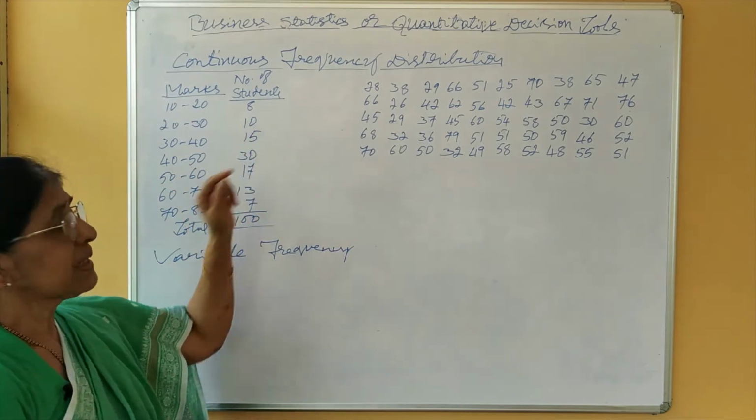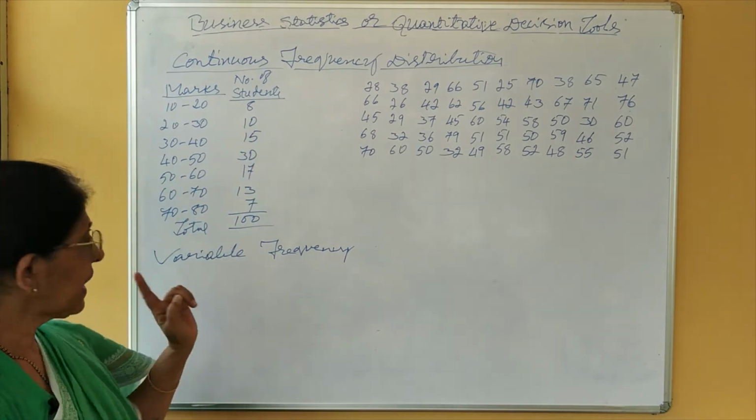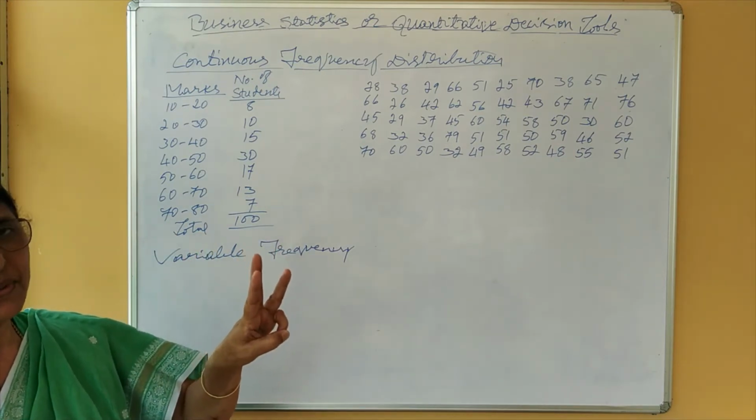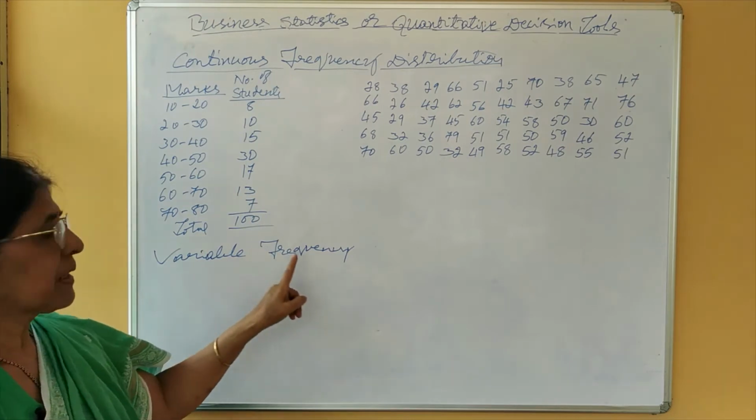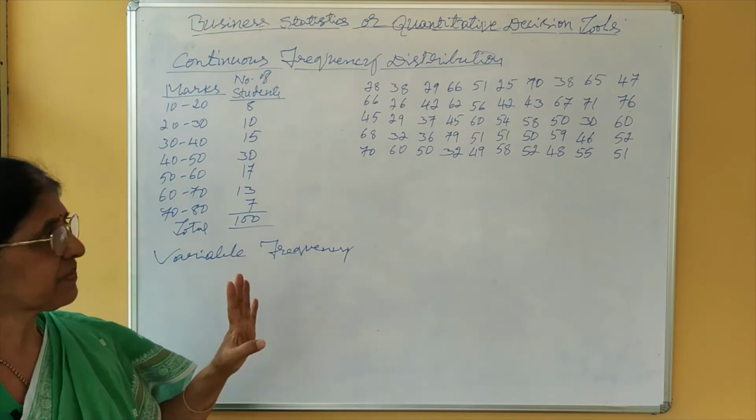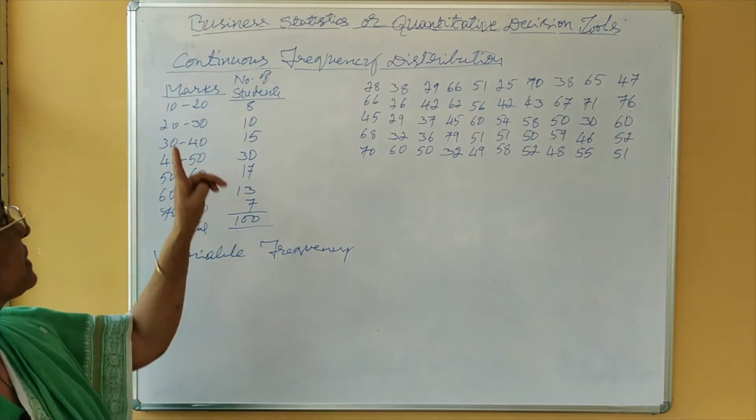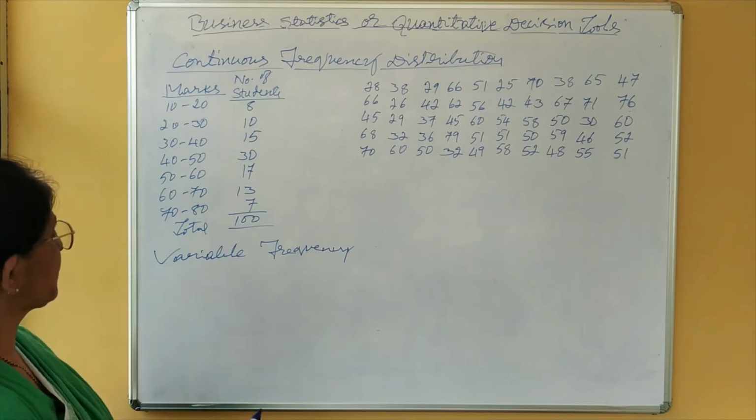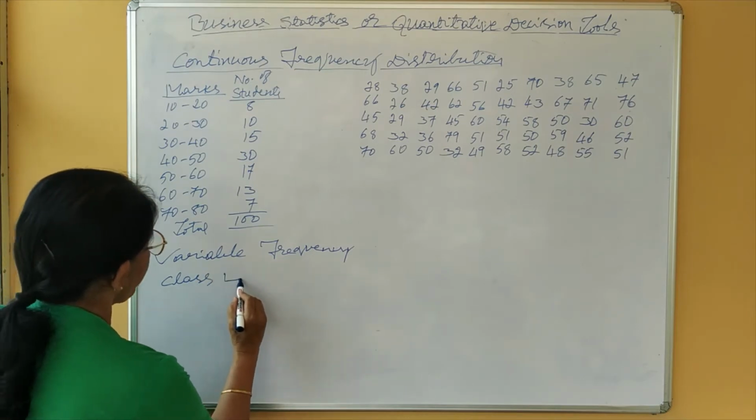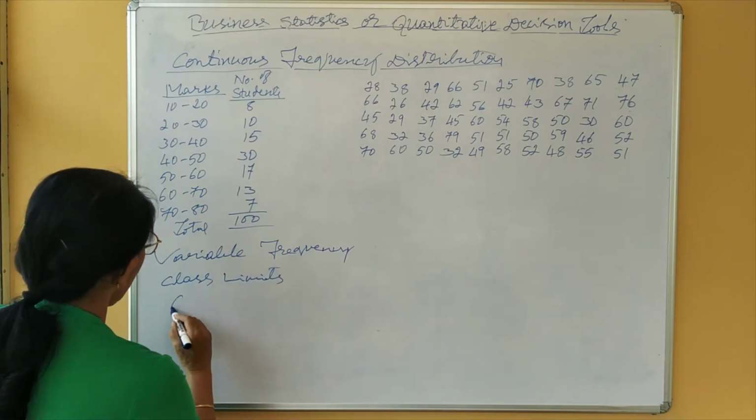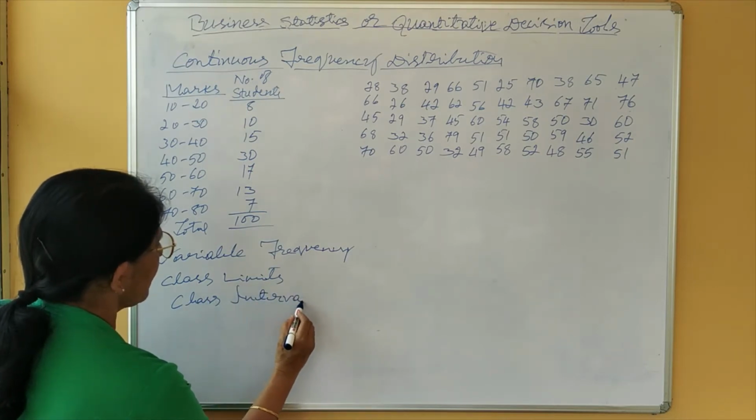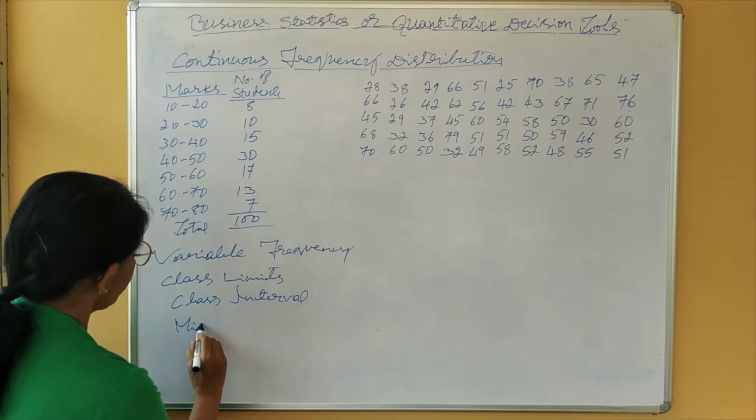Under continuous frequency distribution, in addition to variable and frequency, we come across 3 more terms. You have already learnt variable and frequency. In addition to these 2 terms, we come across 3 more terms under continuous frequency distribution. They are class limits, class interval and mid value.